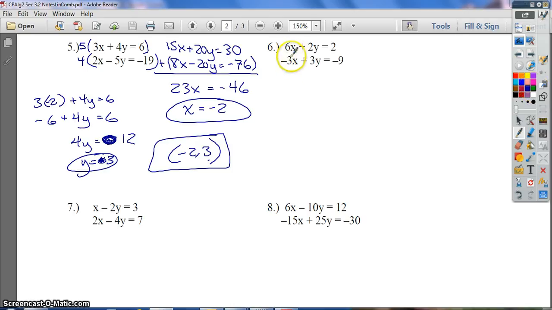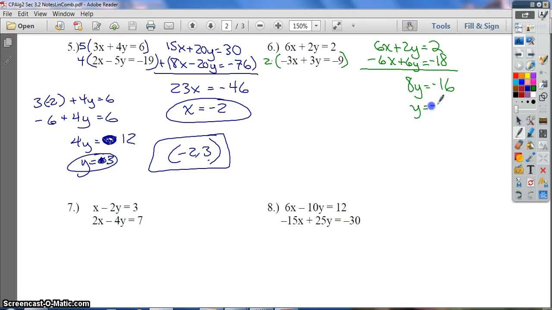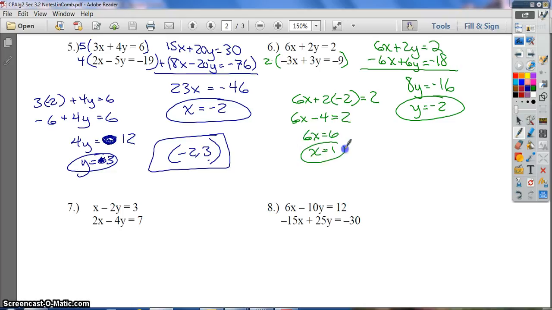All right, I'm going to cancel out the x's. So I'm going to multiply this equation by 2. So 6x plus 2y equals 2. Down here I'm going to go negative 6x plus 6y equals negative 18. So adding these vertically, these cancel out. This will give me 8y equals negative 16. Y is equal to negative 2. I'm going to plug negative 2 in here, so I have 6x plus 2 times negative 2, and I won't forget my negative this time. 6x minus 4, 6x equals 6, x is equal to 1. So we're looking at 1, negative 2. All right, so that one looks wonderful.